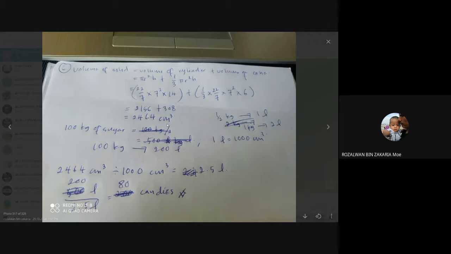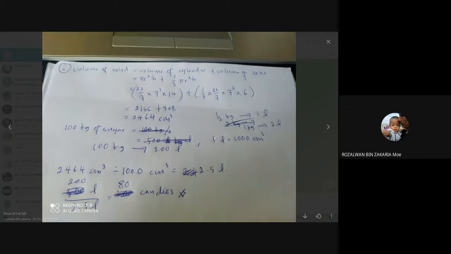All right, class. As already mentioned in the question, half a kg of sugar can produce 1 liter of syrup to make the candies. That means 1 kg of sugar can produce 2 liters of syrup. Then if there is 100 kg of sugar, it is equal to 100 multiplied by 2, so 200 liters. So 100 kg of sugar can produce 200 liters of syrup.